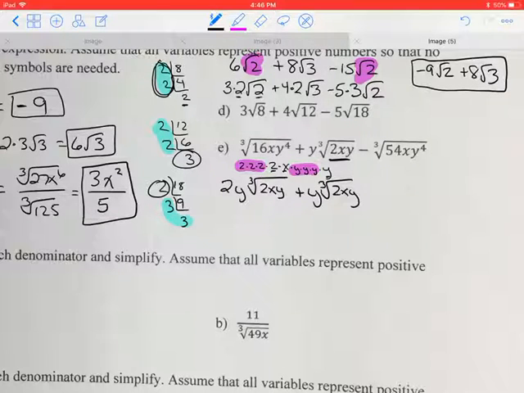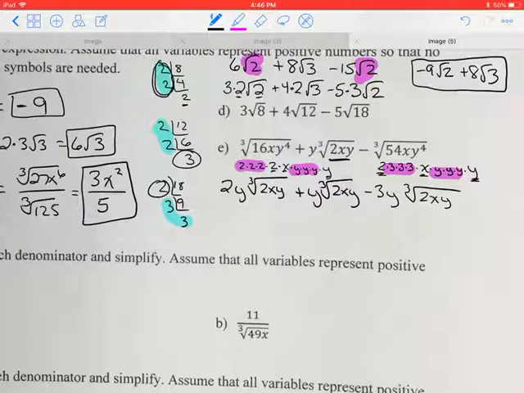All right, and for my last one, I'm going to break down 54. It is 6 times 9. So 6 breaks into 2 times 3, and 9 breaks into 3 times 3. And I'm going to go ahead and bring down all my x's and y's. So if I'm looking for groups of 3, there's a group and there's a group. So I'm going to take out a 3 and a y, and anything that didn't get a group stays in.